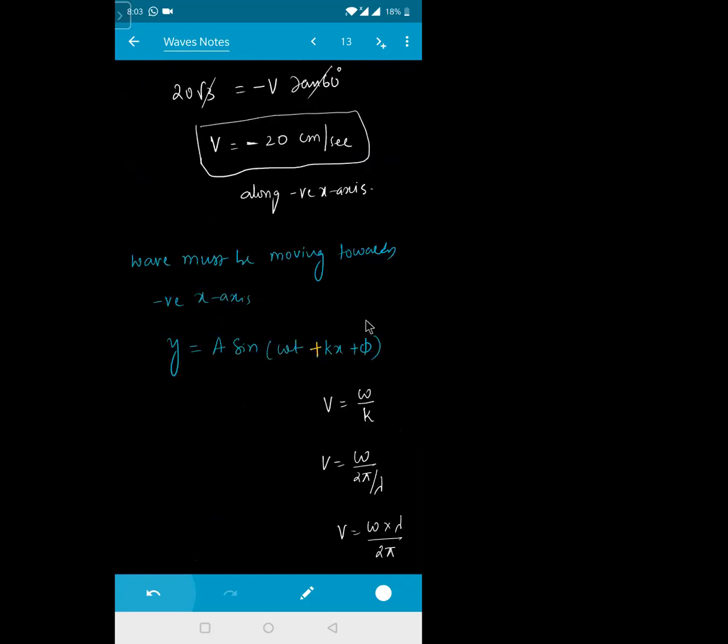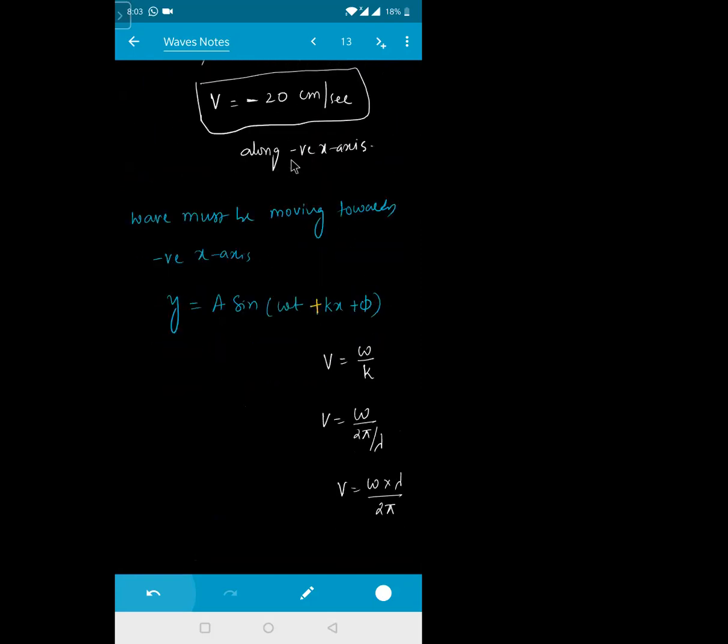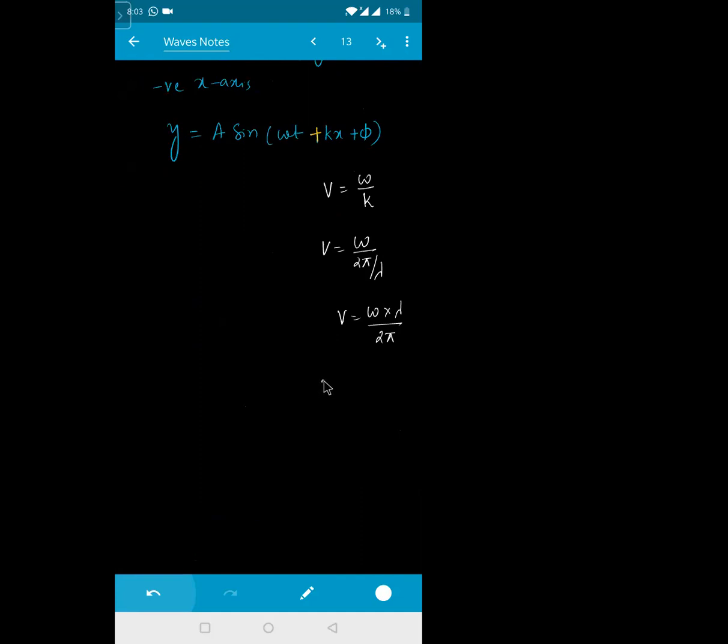What V value did we get? V is equal to minus 20. Minus indicates only direction, nothing to do with the calculation. So 20 is equal to omega into 4 divided by 2 pi. So 2 ones are 2, 2 twos are 4, 2 tens are 20. So omega will be equal to 10 pi.